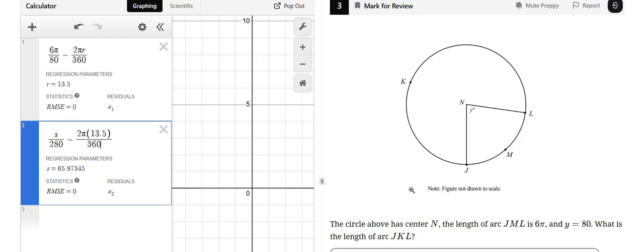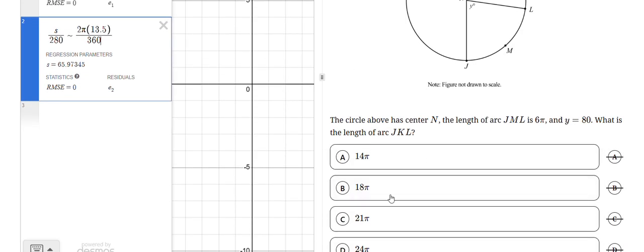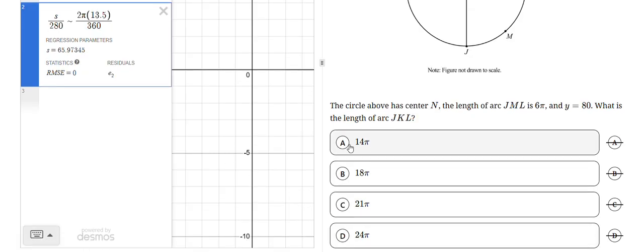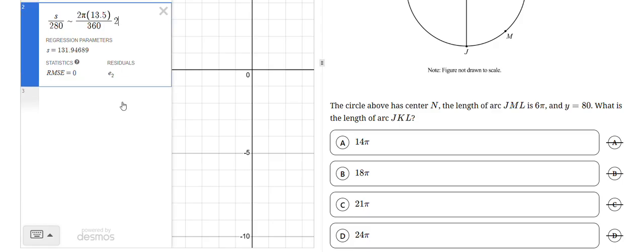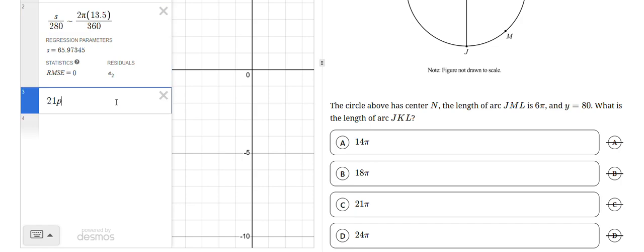And you're saying like, bro, none of the answers match it. That's because the answers are in terms of pi. So in order to get the answer in terms of pi, all we need to do is type in all these answers. 14 pi. No, that's not it. 18 pi. No, that's not it. And 21. Bro, I keep doing this. Sorry, guys. And 21 pi, which is the correct one because it matches it, right? So then the answer is C.